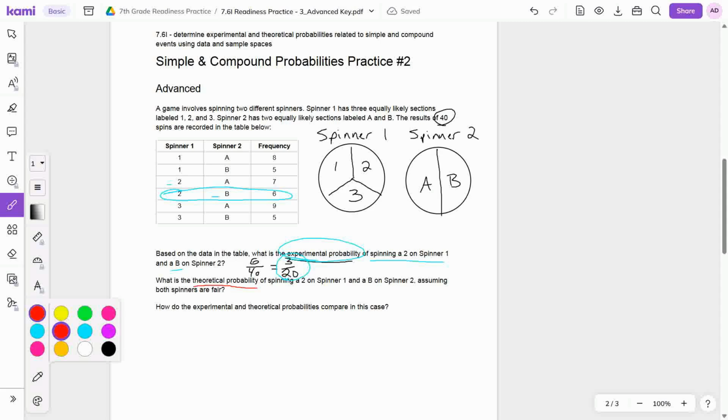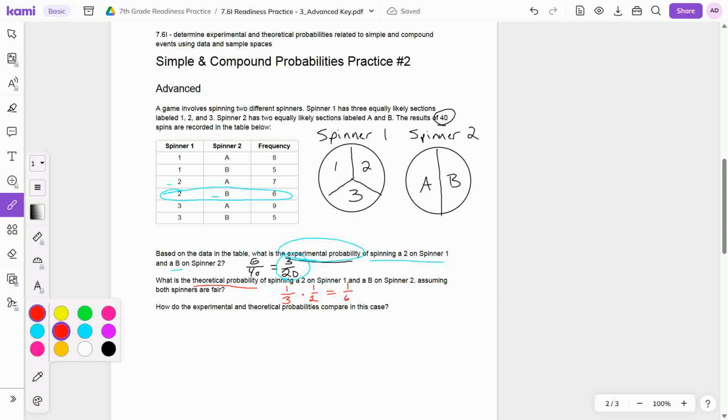Well, how many 2s are there on spinner 1? Well, there's 1. How many total choices are there in spinner 1? There's 3. So the theoretical probability of landing on a 2 on spinner 1 is 1/3. We're going to multiply that by how many B's are there on spinner 2, 1. How many total choices are there? 2. So the theoretical probability of landing on a B is 1/2. We multiply those and we get 1/6.